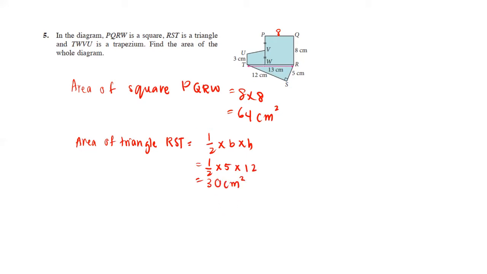And also we know that WV is half of this height over here, right? So WV will be 4, PV will also be 4. Okay, and as for TW, this whole side here is 13 cm and WR is 8 cm. So we can get TW, which is 13 minus 8, that will give us 5 cm. Okay, so now we can find the area of the trapezium.